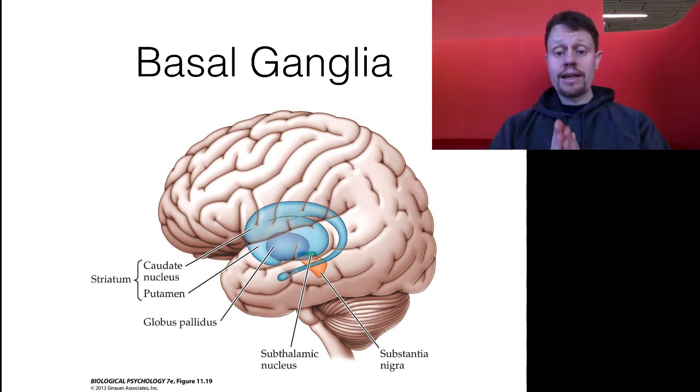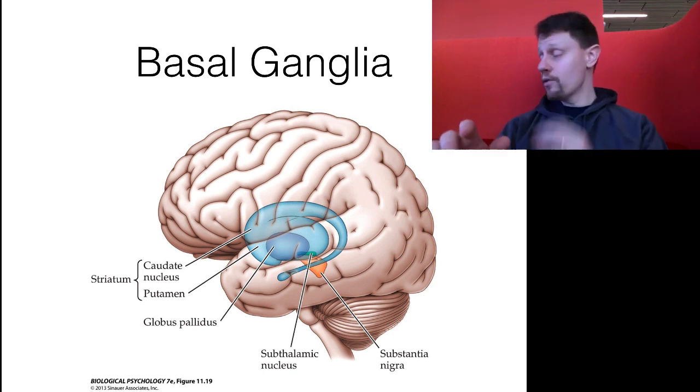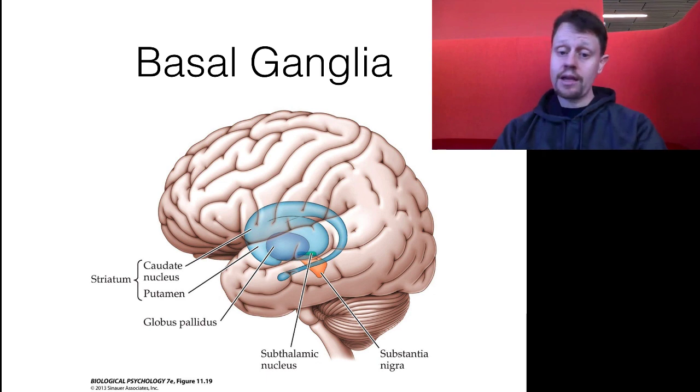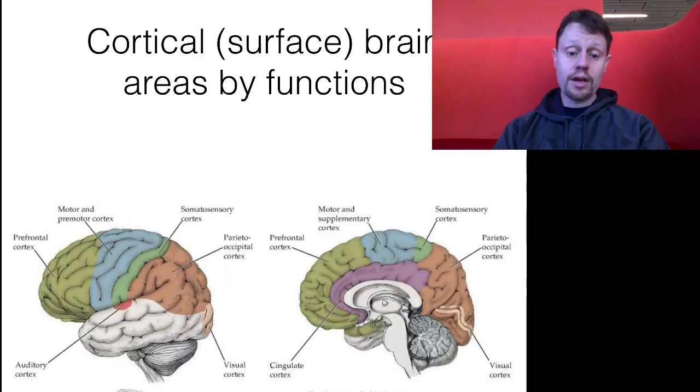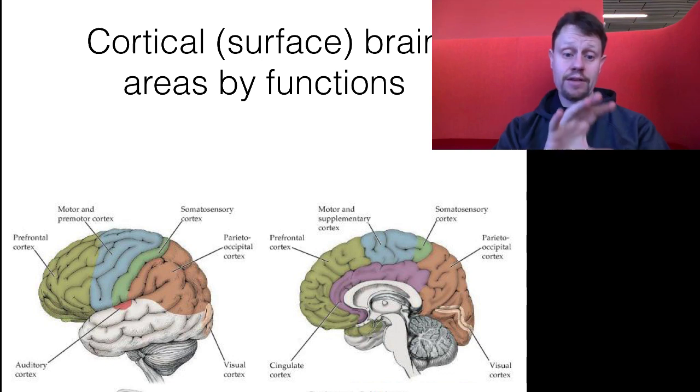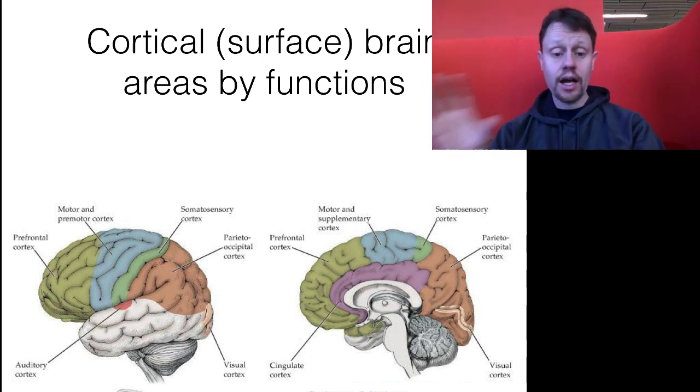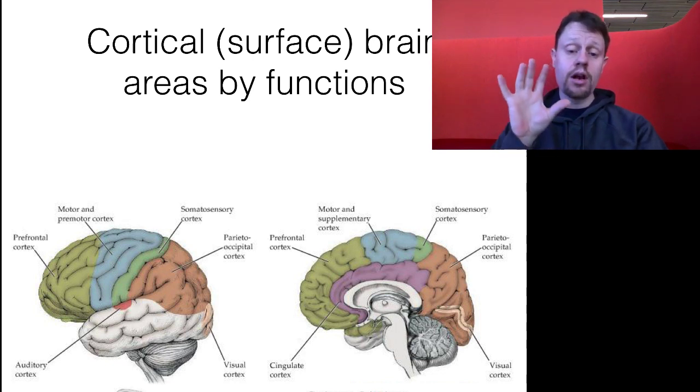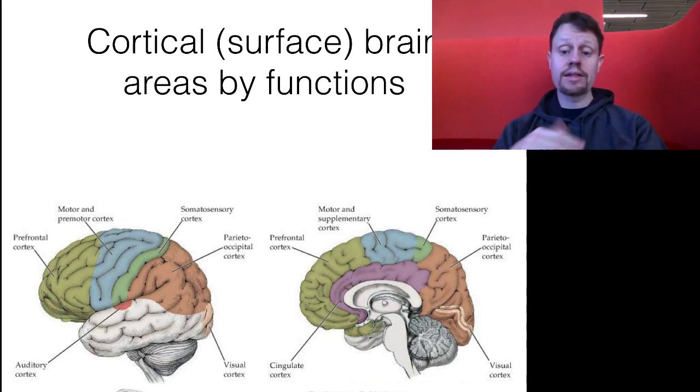However, the basal ganglia is not visible on the surface of the brain. If you just look at the surface of my brain, the basal ganglia is not going to be there. In fact, if you cut away my skull and looked at the surface of my brain, this picture on the left is what you would see. These are the surface areas of the brain, color-coded by some particular functional features, some of which we'll continue to unpack over the course of the semester.